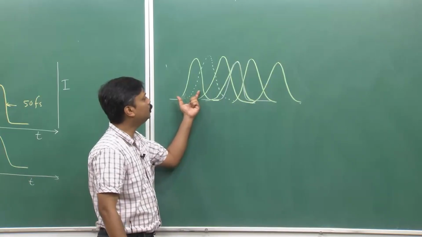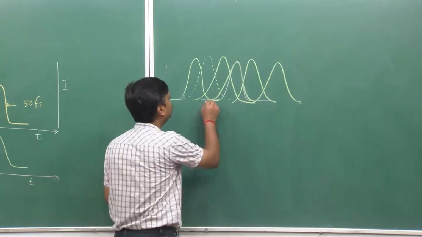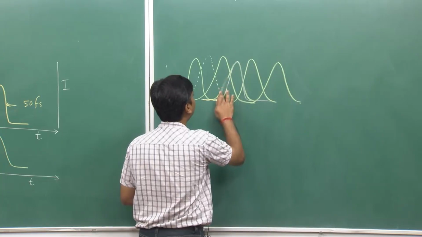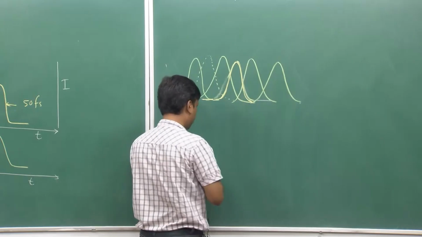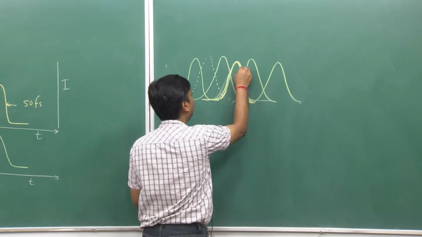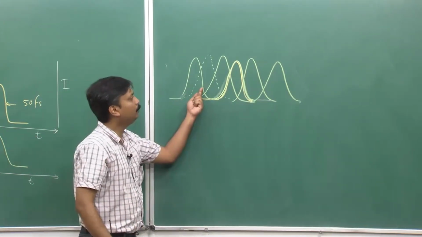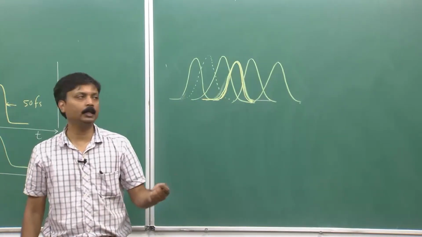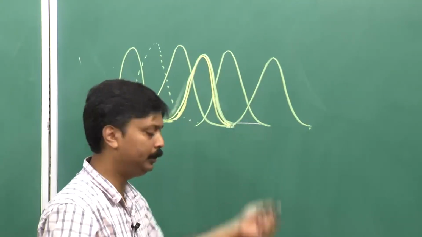The moment it starts overlapping with this white one, so let me differentiate this one. Earlier we were using this yellow. So this is pretty much overlapped. When this green pulse is totally overlapped, then there will be maximum SHG, and when it passes this pulse, there will be very little SHG.